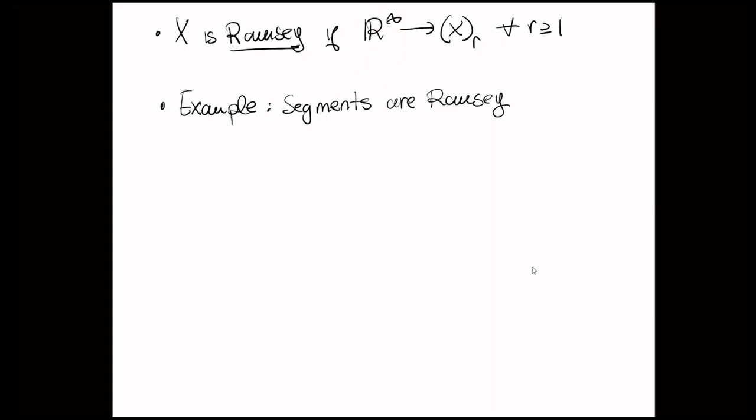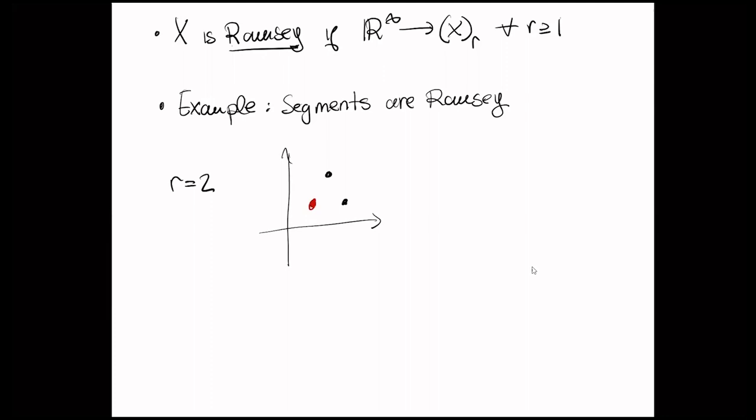As an example, we can check that segments are Ramsey. For instance, if you want to look at two colors, an easy way to check that a segment is Ramsey is to look at the plane and choose three points forming a triangle. Because we are coloring with two colors, maybe this is red, maybe this is blue, but now one of these colors has to be repeated. So maybe we repeat a red, and then we obtain our segment of fixed size, say size one.